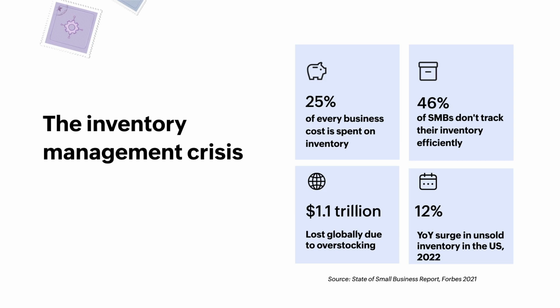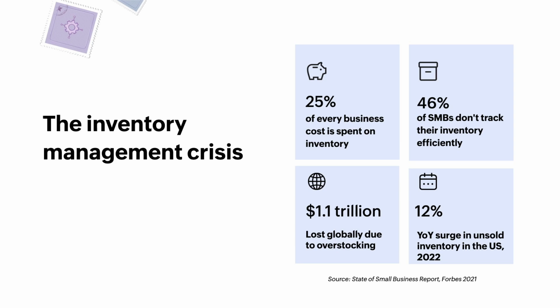Well, here's the reality. First, let's start with the financials. Nearly 25% of every business cost is spent on inventory, yet 46% of SMBs do not track inventory efficiently, making poor inventory management the fourth biggest killer of small businesses across the globe.